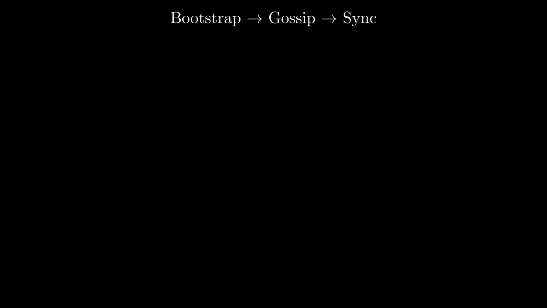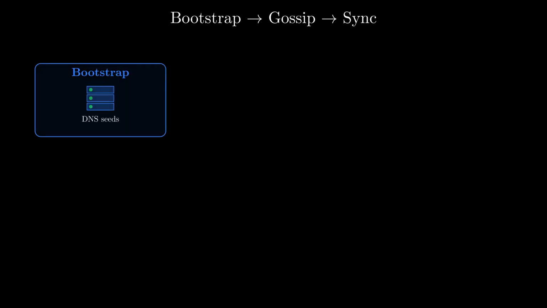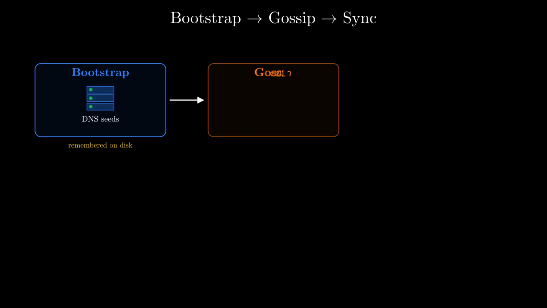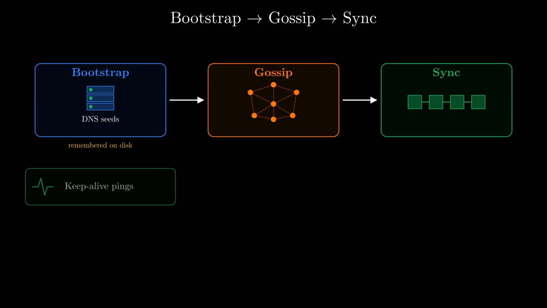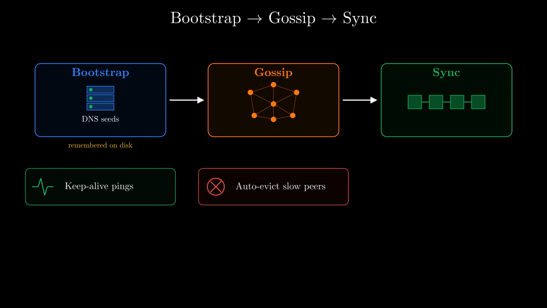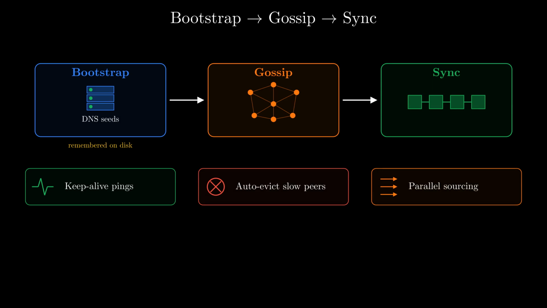Step back and you'll notice this whole choreography happens without a single coordinator. A tiny hard-coded list of DNS seeds is the only centralized wedge, and once a node has talked to peers, it remembers them on disk and uses them on the next restart, bypassing the seeds entirely. Seeds are a fallback, not a dependency. Keepalive pings detect dead connections. Slow peers get evicted automatically. Parallel downloads route around bottlenecks.